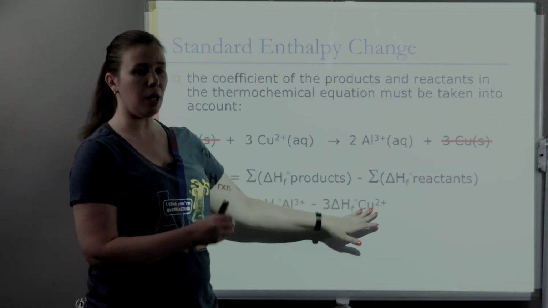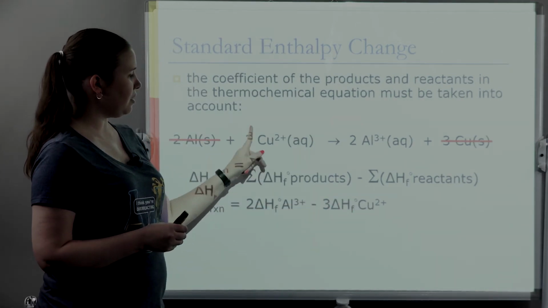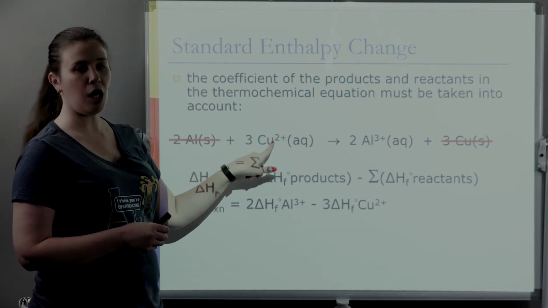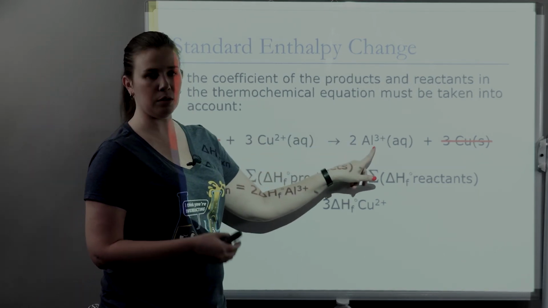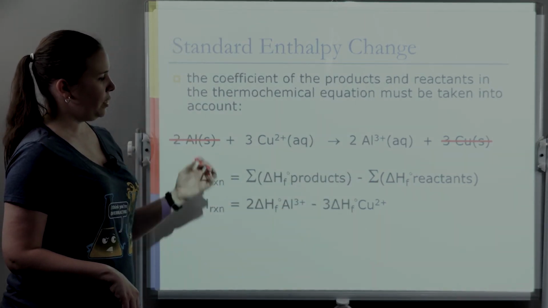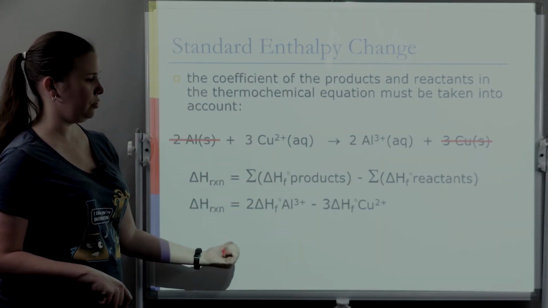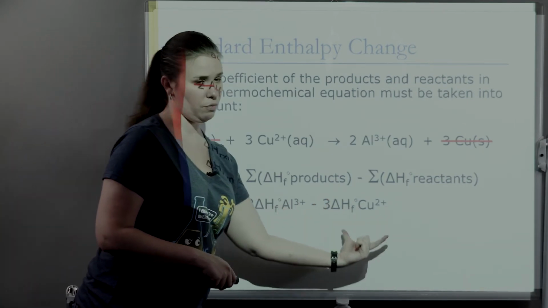And if I look up the copper number on the table, I'm going to need to multiply that number by 3. And I can tell that because of the coefficient. I have 3 coppers, so find the copper number, multiply it by 3. I have 2 aluminums, so I'm going to find the aluminum number, multiply it by 2. So when I do that, I need to make sure that when I get those totals, I take the product and subtract the reactant.